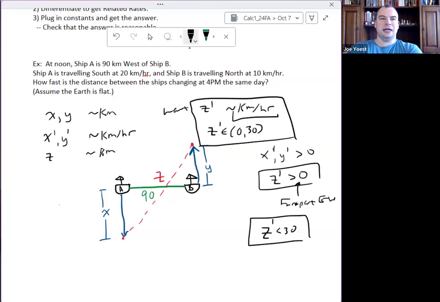I haven't done any real math here. I mean, I guess I added 20 and 10, but I've just thought through the problem, right? I haven't done any real math, and I've got a lot of information about what my solution should look like.